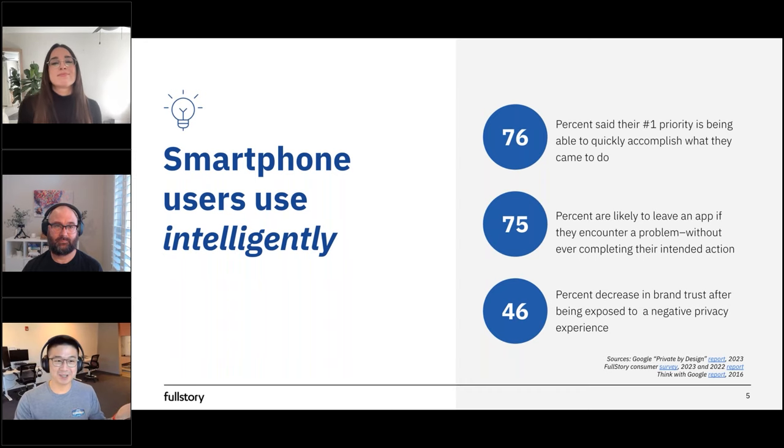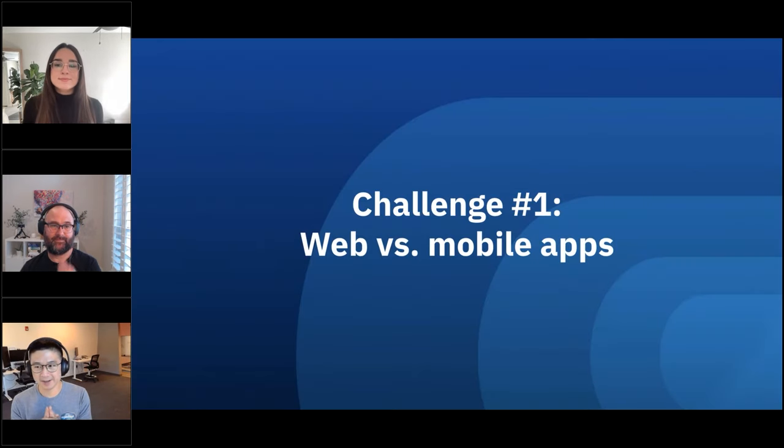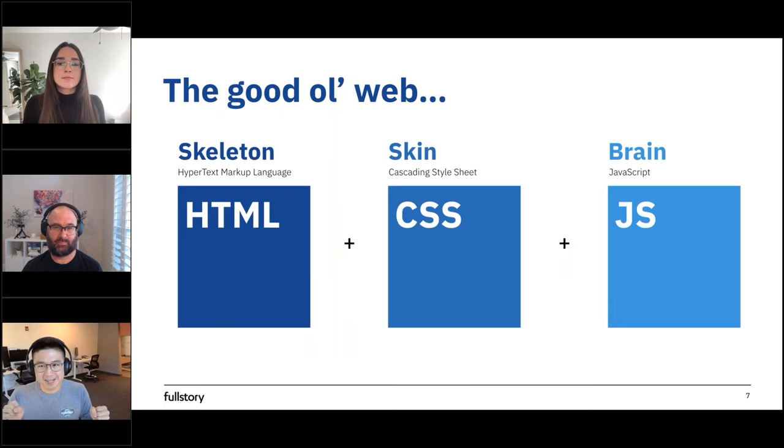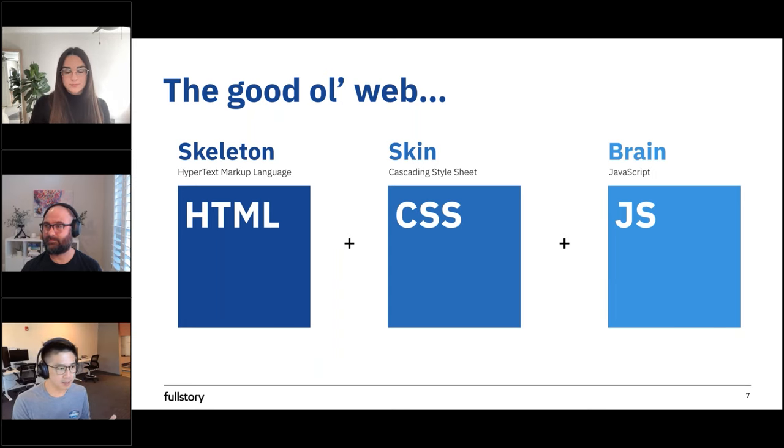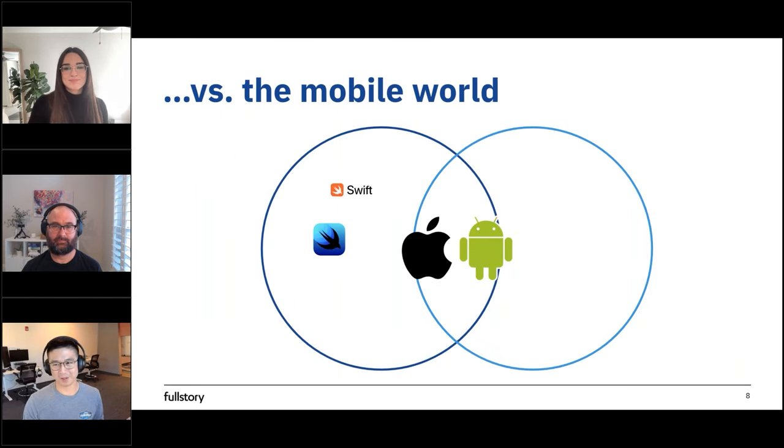Without further ado, let's jump into challenge number one, the web versus the mobile apps. Now, we all know the web technology, right? We sometimes want to break it down into what we call the good old web: HTML, CSS, JavaScript, or in my own language, the skeleton, the skin, and the brain. Simple, simplistic. Every single web application at the end of the day boils down to this exact format. And that's exactly why tracking is a little bit easier, really straightforward, and you can get a lot from web browsing data. So basic.